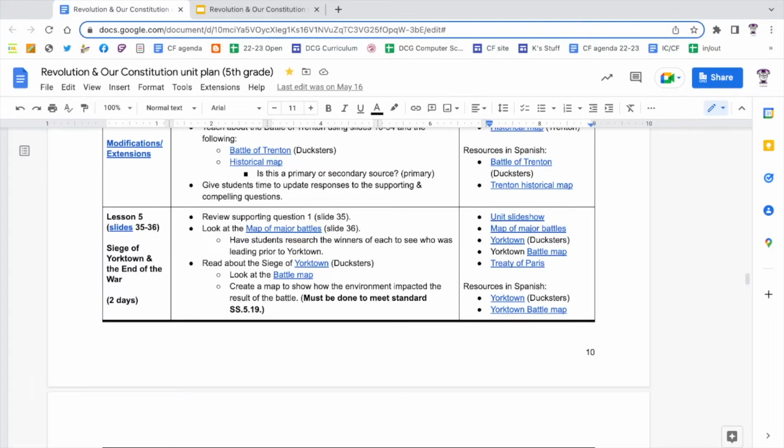As you can see, we don't spend a lot of time on very many battles. This moves pretty quickly because while we want students to understand a little bit of the battle concepts, it's not the main focus. This is purely background information to understand how we went from colonial America to developing a constitution.